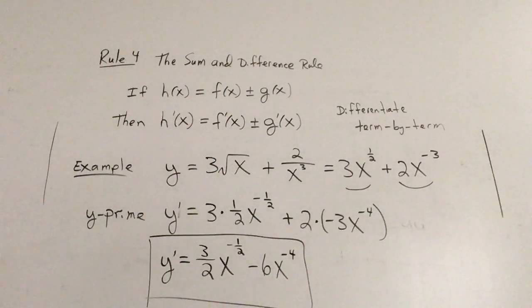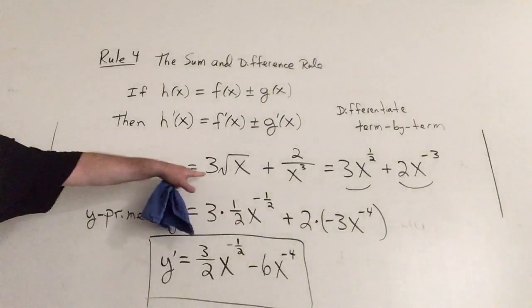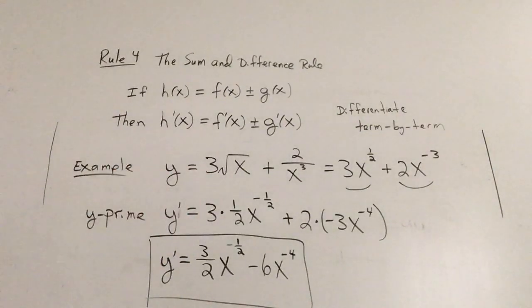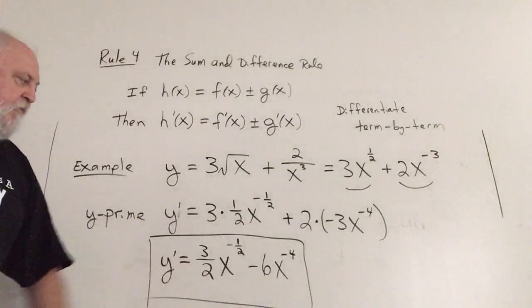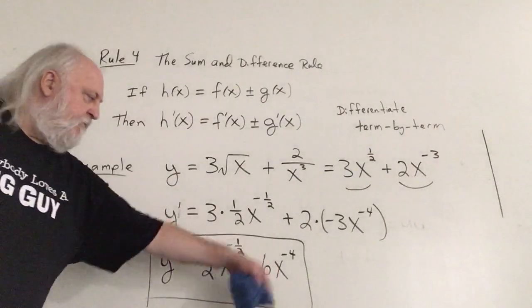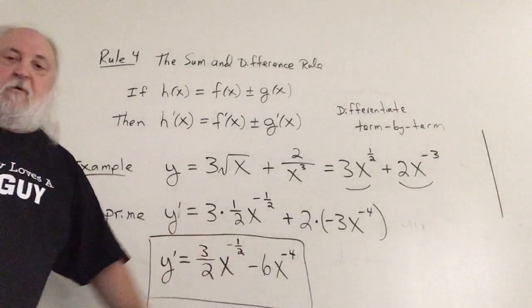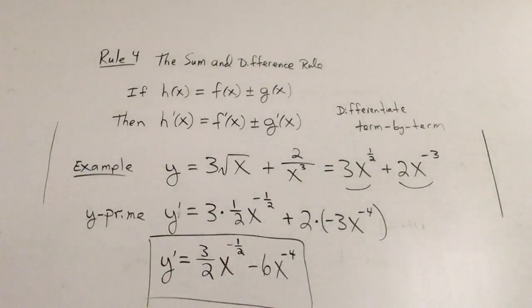And that's the derivative of our function y equals 3 times the square root of x plus 2 over x cubed after we clean it up a little bit. And you don't have to simplify, right? You can leave those exponents as negatives. All right, so that wraps it up for the first 4 basic rules of differentiation.